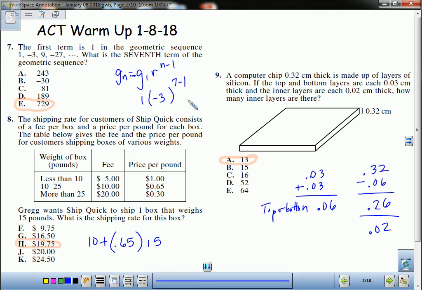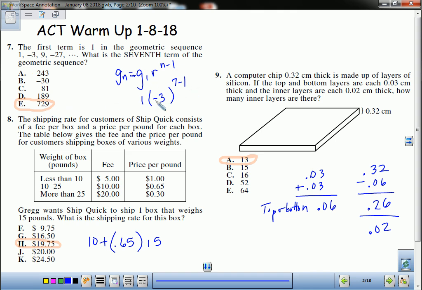Okay, let's talk about these. This first one says it's a geometric sequence, and if you remember, geometric is where we have a multiplier. We call that a common ratio. So this is the formula we learned for geometric. It's the first term times the ratio to the n minus 1. So our first term is 1, the common ratio is -3, and we're looking for the 7th term, so we'll raise it to the 6th power.